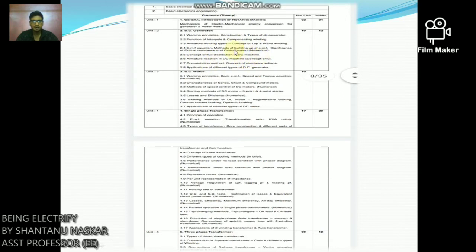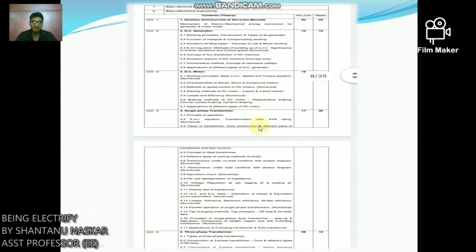In my previous video I also covered EMF equation and methods of building up of EMF. Day by day I will cover the DC motor, single phase transformer and 3-phase transformer. In DC motor we will learn about working principle of DC motor, back EMF, speed torque equation, characteristics of series, shunt and compound motor, methods of speed control, starting methods of DC motor, where we can learn about 3-point starter and 4-point starter, losses and efficiency in DC motor, braking methods like regenerative braking, dynamic braking and plugging, and some applications of DC motor.